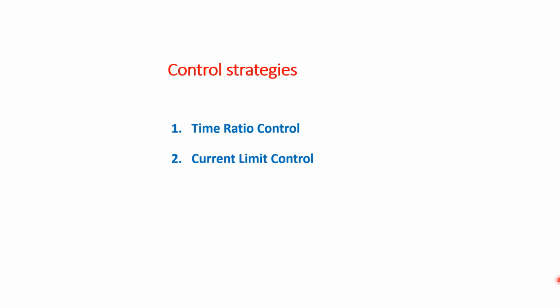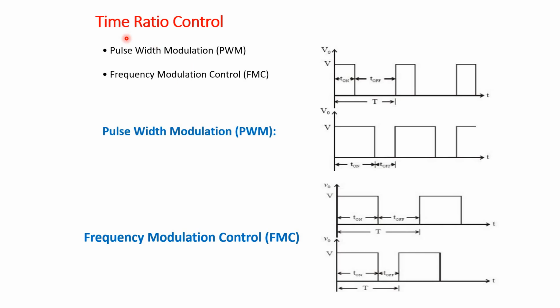In DC to DC converters, the average output voltage is controlled by varying the duty cycle of the switching pulses. Duty cycle can be varied usually in two ways. One is time ratio control and another one is current limit control. Duty cycle is the ratio of on time to the time period of the pulse. At first, let us discuss time ratio control.